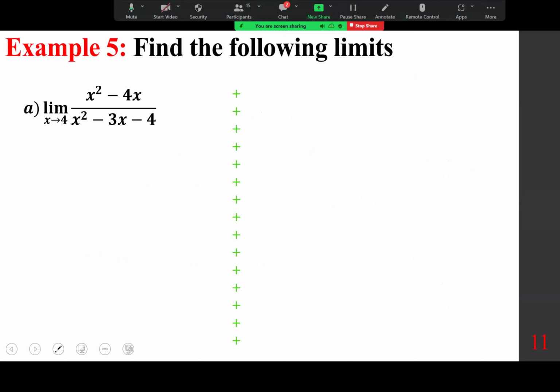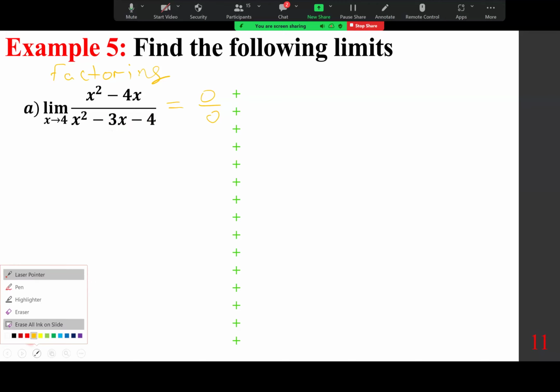You want to find the following limit. If you plug in, and I leave it for you to check, you get 0 over 0. And that is an indeterminate form. The technique is factoring. Now, the numerator is very easy, x times x minus 4. But in general, to give you an idea how you want to factor, of course, you want two numbers whose product is negative 4 and whose sum is negative 3.